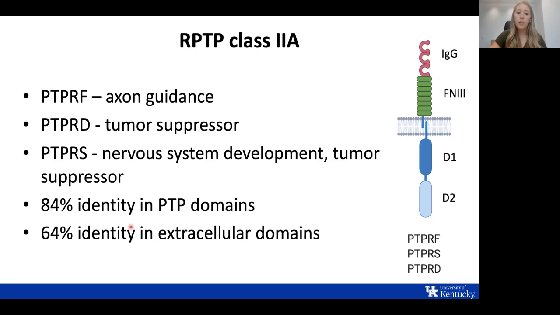And all 3 of them share over 84% identity in their phosphatase domains, but the most variability comes in their extracellular domains, sharing 64%.